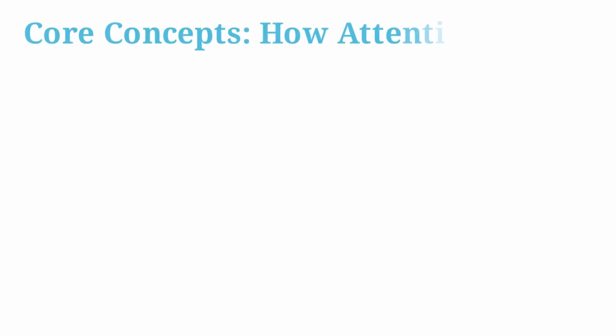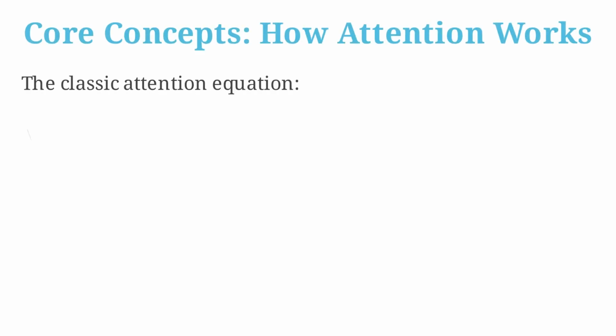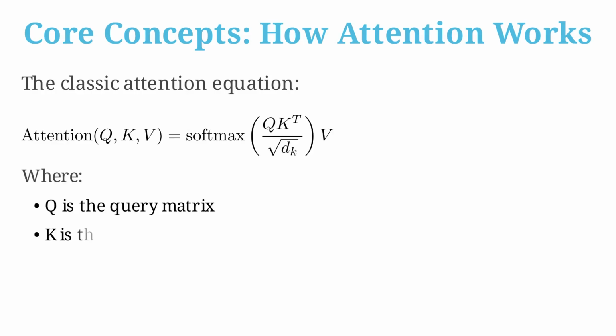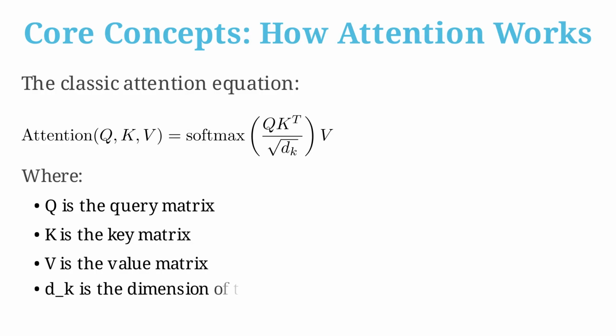Now let's understand the core concepts of how attention works. The classic attention equation is attention of Q, K, V equals softmax of QK transpose divided by square root of d_k, all multiplied by V. Here Q is the query matrix, K is the key matrix, V is the value matrix, and d_k is the dimension of the keys. Let me show you the standard scaled dot product attention implementation in code.